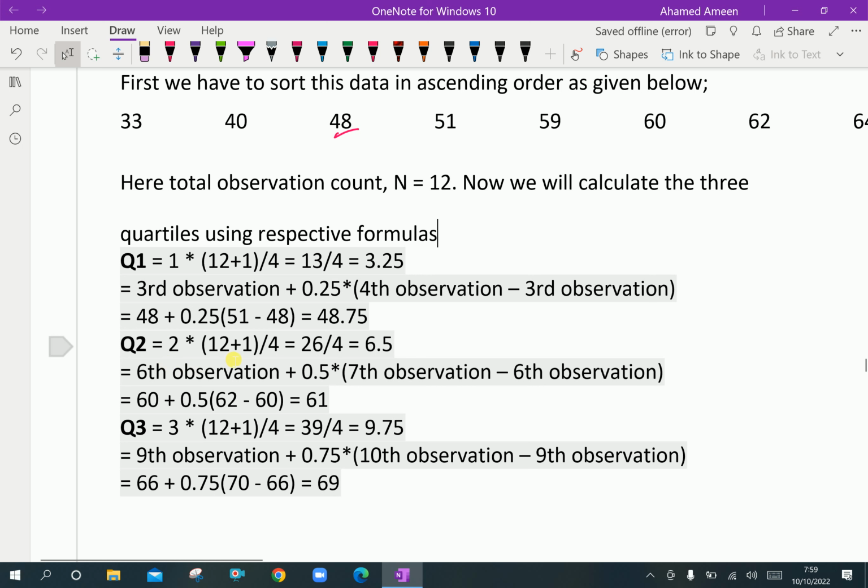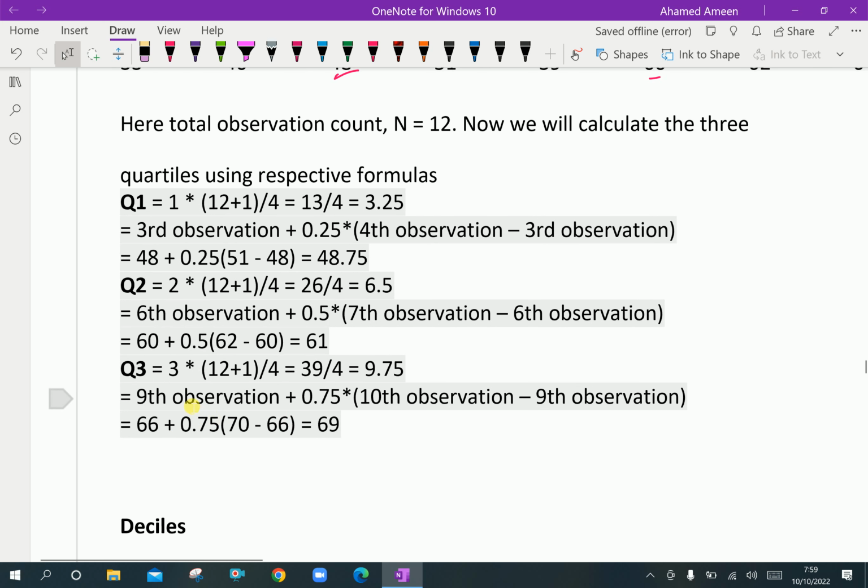Similarly, Q2 equals 2 into (n plus 1) by 4, which gives 6.5, meaning 6 is the whole number. The sixth observation is 60, and the seventh observation is 62. So 62 minus 60 is 2, 2 into 0.5 is 1, and 1 plus 60 is 61.